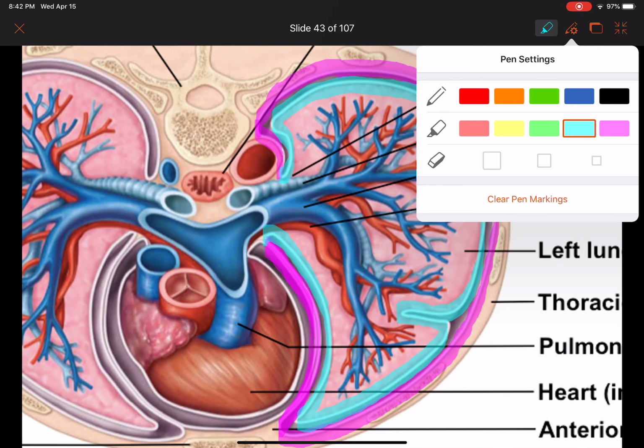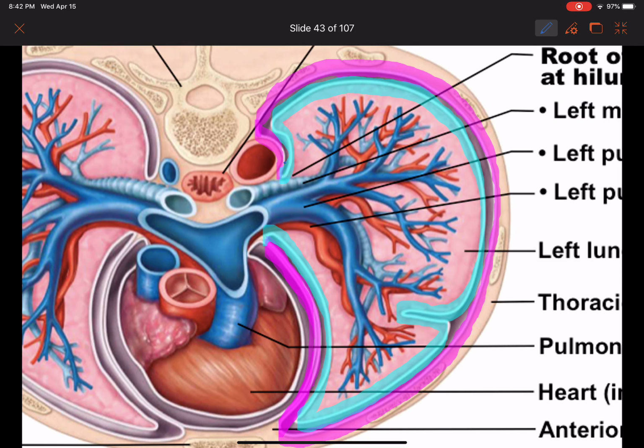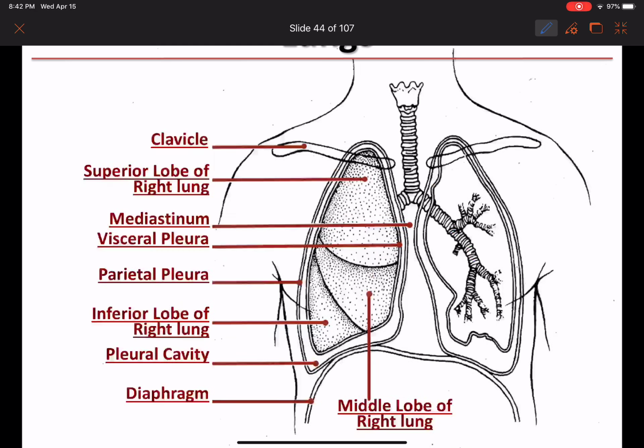So now what I'm going to do is go back and draw in this intrapleural space where we have the pleural fluid being secreted between these two layers. And the same thing is true over on the right side, the right lung as well. Make sense to everybody? All right.